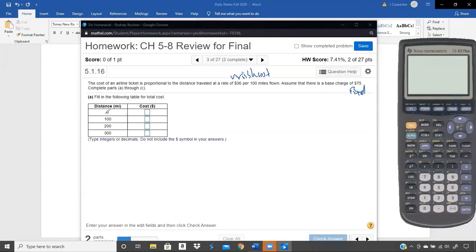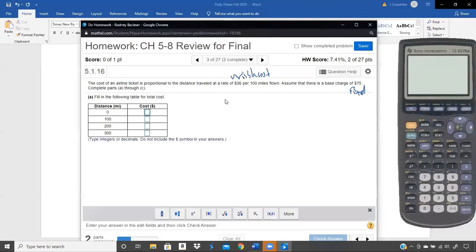So if we go 0 miles, for some reason we bought a plane ticket from Norfolk to Norfolk, they would still in theory charge us $75 just to stare at a screen. I know that sounds silly, but we're gonna go with it. So that would be $75. Then if we're gonna go 100 miles, we're gonna pay the flat fee plus the 36 for the 100 miles, which would be 111.